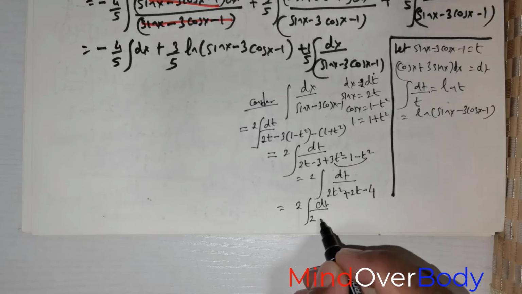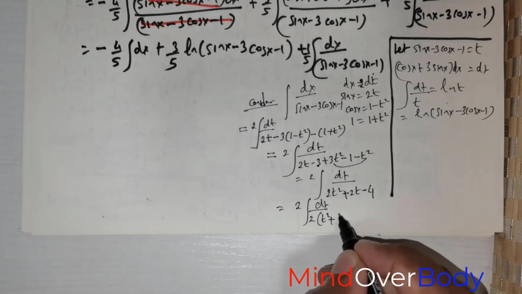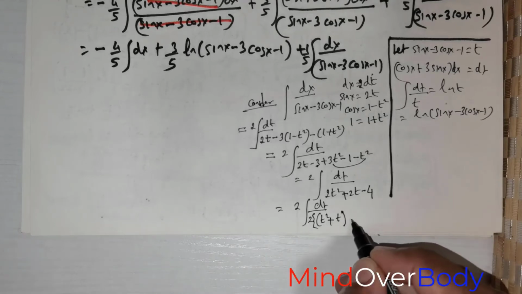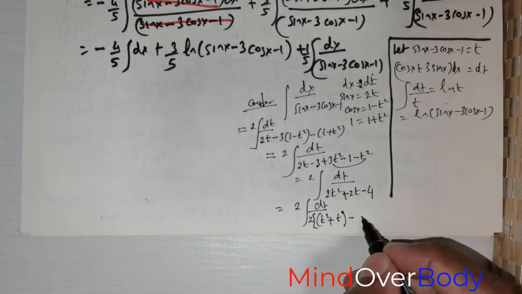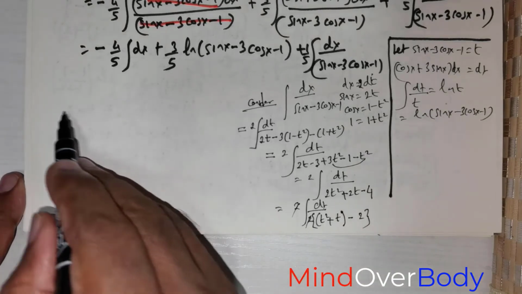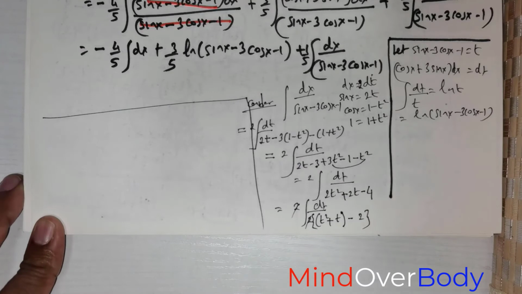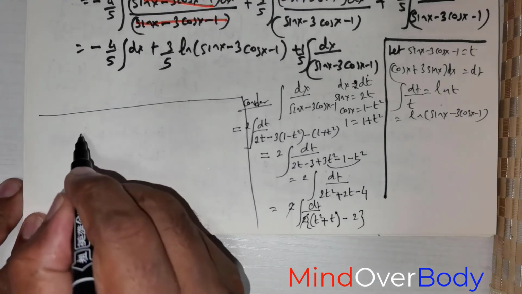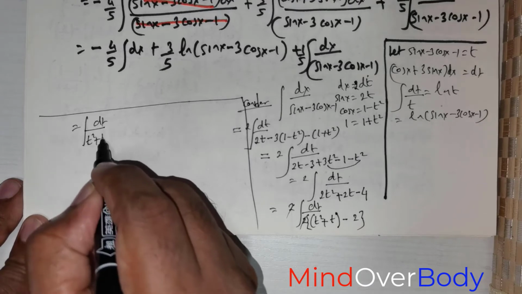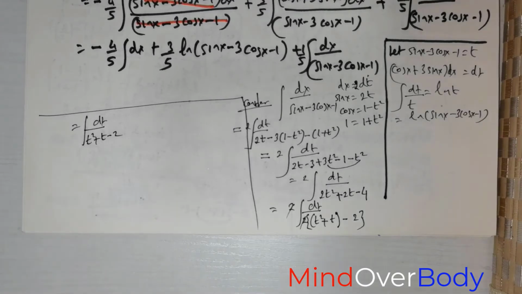So this is going to be 2 times the integral. I can take a 2 out. If I were to do that, it's going to be t squared plus t, and in fact I can take a 2 out completely, so it's going to be minus 2 here. So this 2 and 2 get cancelled. So what I have got here is the integral dt over t squared plus t minus 2. This is what I've got.